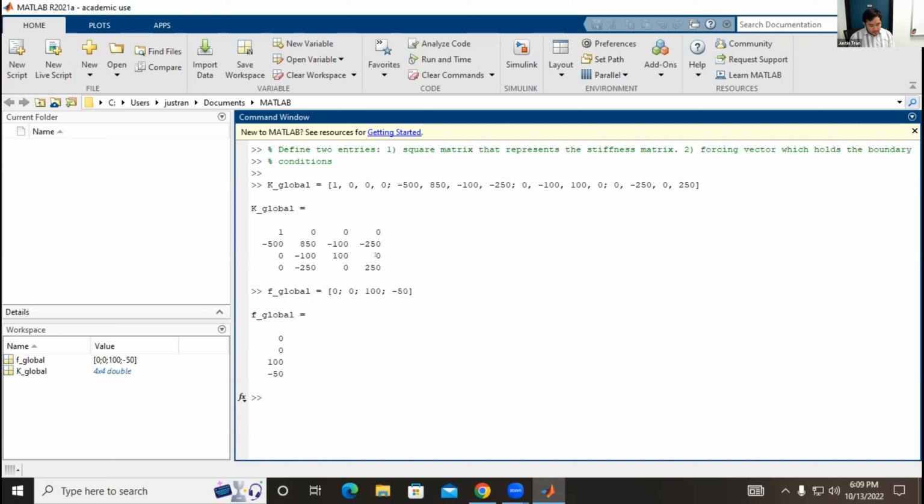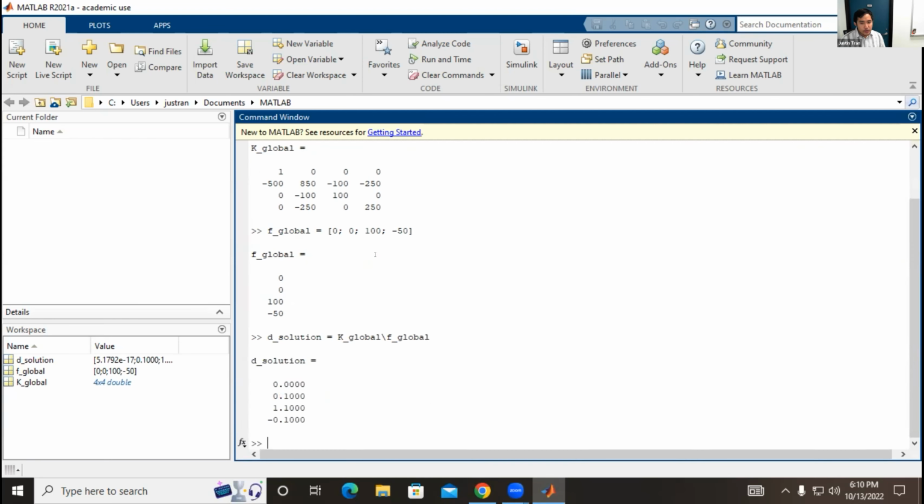Then to get the solution, we're going to make use of this special character. You're going to take K global, which is your global stiffness matrix. The special character in MATLAB is backslash. It's the symbol right underneath your backspace button if you're working on a Windows keyboard. It's not forward slash, which is this one. It's backslash, so it starts in the upper left and goes down to the bottom right. After the backslash, you put the forcing vector, so you do K global backslash F global, and then it gives you the solution.